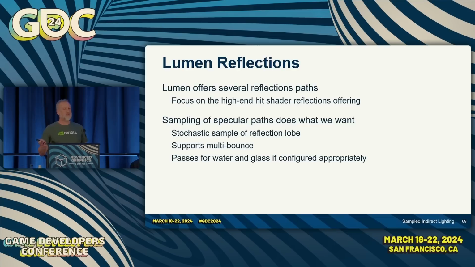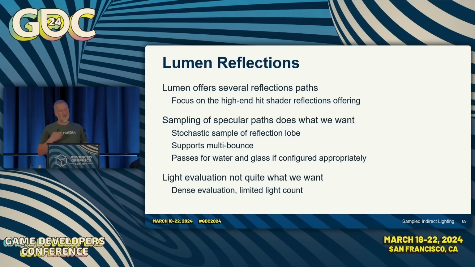So we're sampling these reflection paths, sampling the specular paths. It's a stochastic sampling. It does multi-bounce, and it actually has passes for water and glass if you set things up for that. Unfortunately, the light evaluation is not quite what we want because it's doing a dense evaluation, where it's evaluating all lights that it thinks are hitting that surface. And this limits our light count. So we're not really getting to the full level of path tracing that we'd like to get to here.